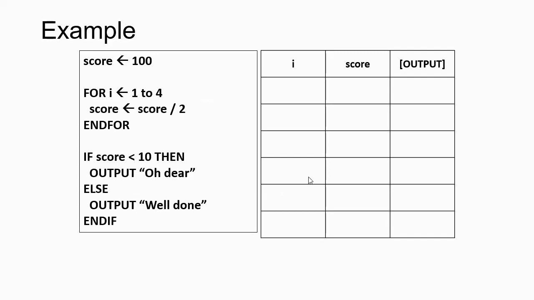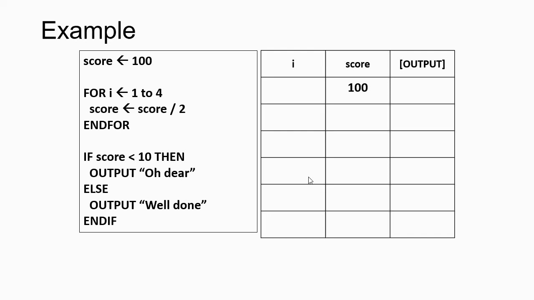So let's have a look. Right, starting right at the top, we've got score equals 100. So in our trace table, we've got two variables. We've got I, which we'll come to later, and score, and then we've got an output column as well. So score equals 100. We put the number 100 into score. Okay, and that goes at the top of the score column.